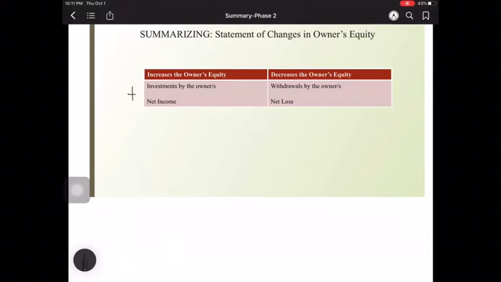On the other hand, if what transpired is a withdrawal or drawings by the owner or the owners of the business, or the result of the operations of the business is a net loss, then the effect of these elements would be a decrease in the balance of our owner's equity account.